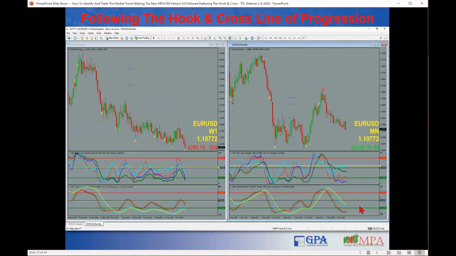Here's the euro dollar. We got a monthly hook and a cross from extremes. So what does that mean? The weekly is going to go from overbought all the way to oversold. Trend momentum, overbought all the way to oversold, plus in order for this cycle to finish, it has to slingshot.